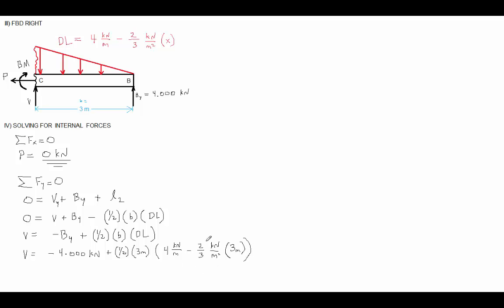Now I realize this equation looks slightly more complicated than some of the equations we've done in the past. Remember that this is just static equilibrium. The difference here is that instead of having a single point force for this third term, it's the area of this shape. When you plug this all into a calculator, you will find that V equals -1 kilonewton, which means V is actually going down.